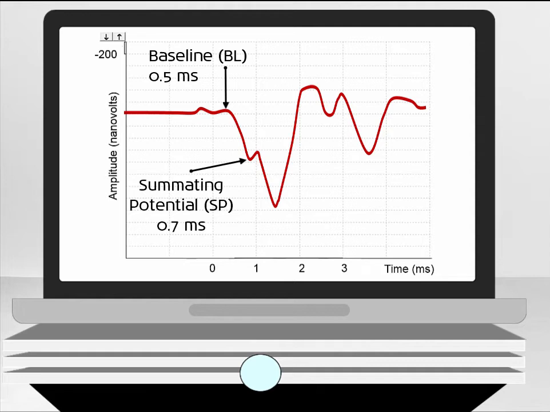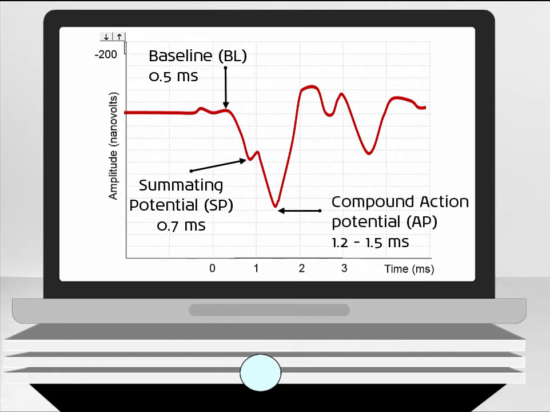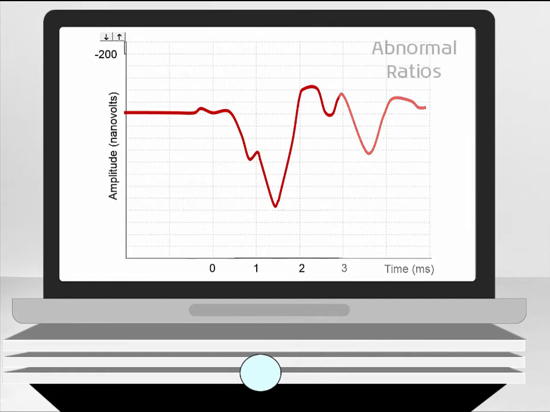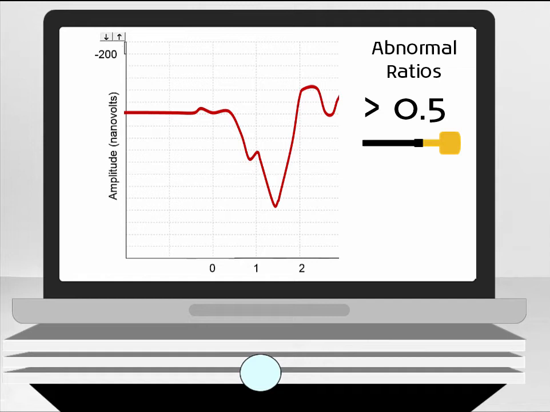The large wave deflection occurring after the summating potential is the compound action potential. The peak typically occurs at around 1.2 to 1.5 milliseconds. Once these three landmarks have been marked, the system automatically calculates the SP-AP amplitude ratio. Published normative data suggests that ratios greater than 0.5 with the gold foil tiptrode and 0.35 with the tympanic membrane TM-trode are indicative of pathology.